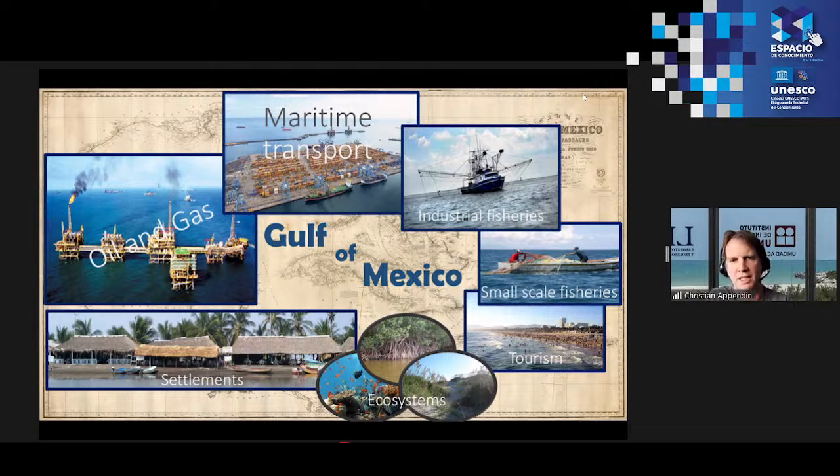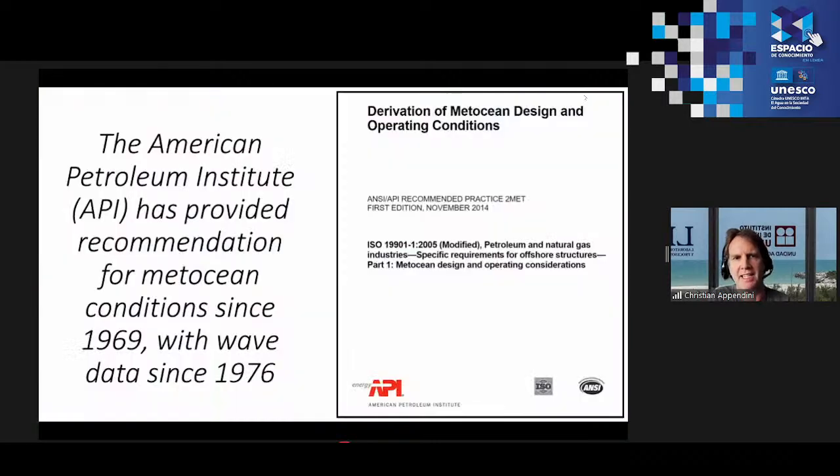where we have a lot of different activities going on, and all those are affected in some way or another by the wave climate, and particularly oil and gas and maritime transport are affected by extreme waves. The design guidelines for offshore structures in the Gulf of Mexico are mainly provided by the American Petroleum Institute, which has provided recommendations for mid-ocean conditions since 1969. But it is since 1976 that it started giving recommendations about waves.